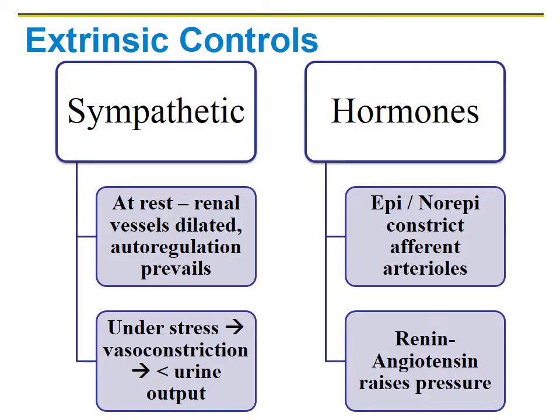At the same time as all that intrinsic excitement, we will have extrinsic excitement. Thankfully, you know about these already. The sympathetic nervous system will vasoconstrict the afferent arteriole to decrease the amount of blood in the glomerulus, which decreases its glomerular blood pressure, which decreases the net filtration pressure, which decreases that glomerular filtration rate. Epinephrine and norepinephrine also constrict, and the renin-angiotensin pathway also constricts.